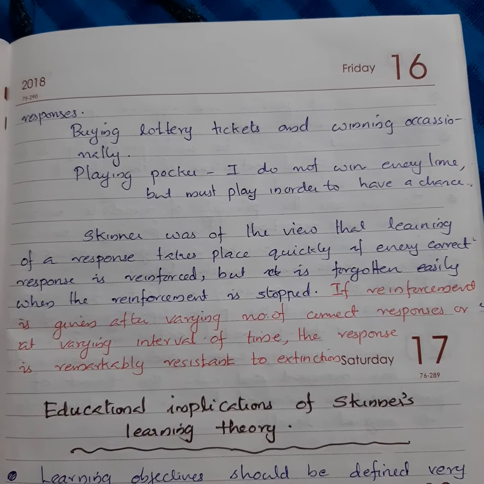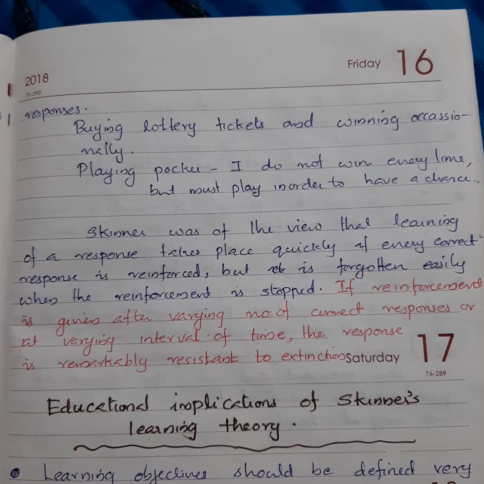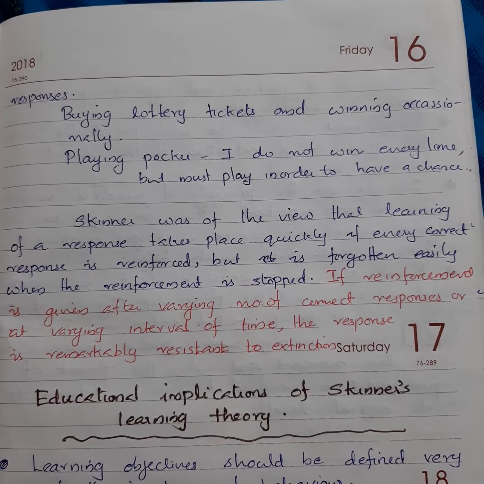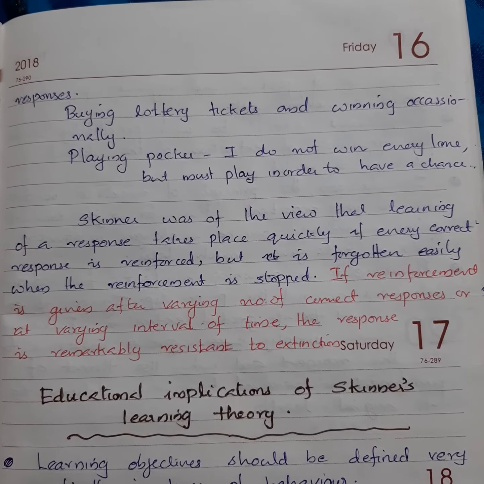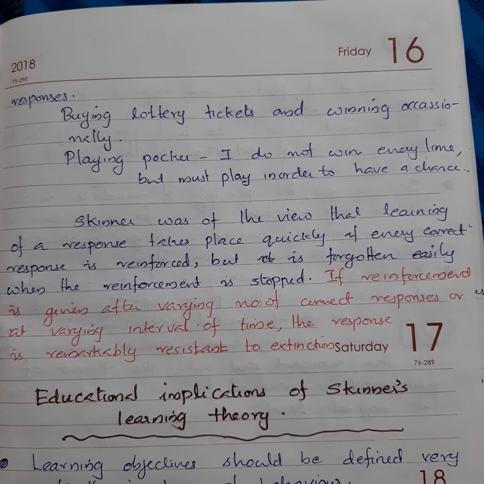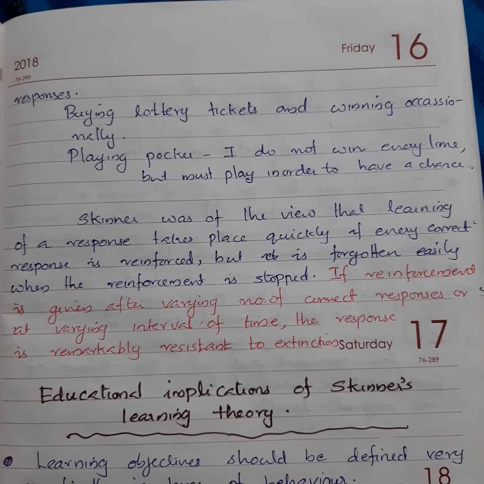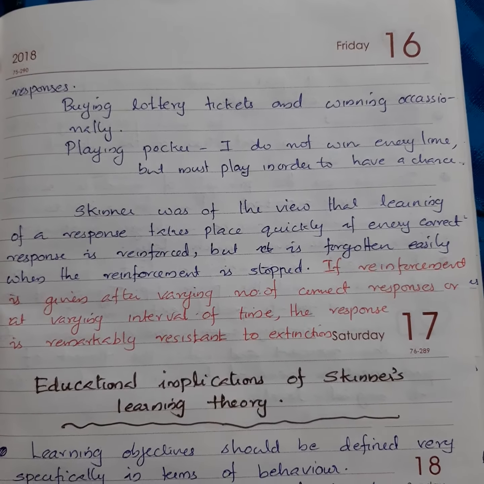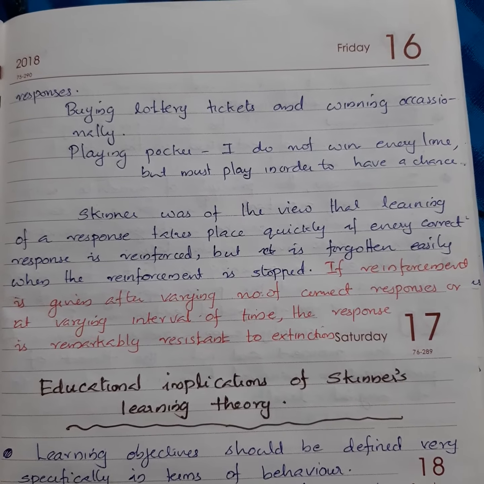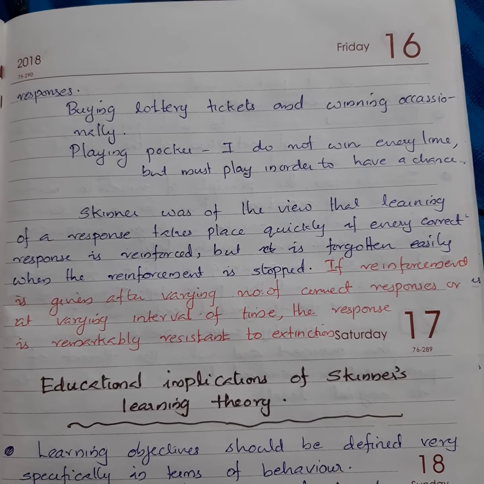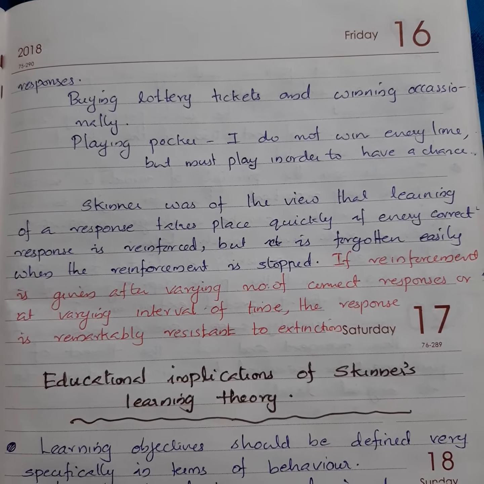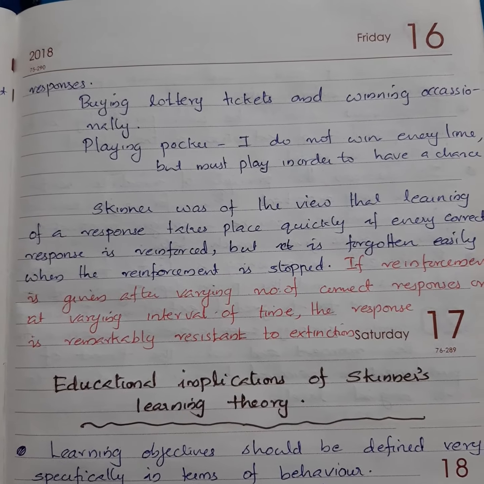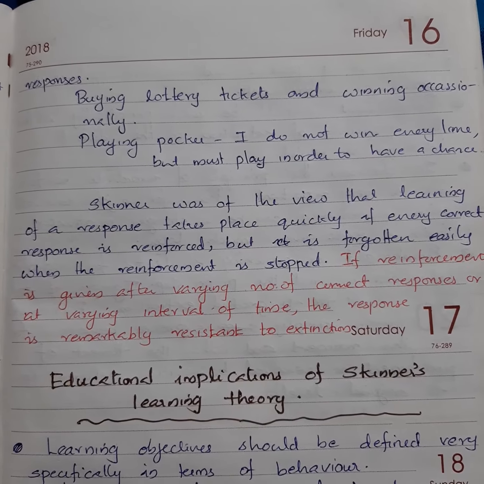Skinner was of the view that learning of a response takes place quickly if every correct response is reinforced, but is forgotten easily when the reinforcement is stopped. If reinforcement is given after a varying number of correct responses or at varying intervals of time, the response is remarkably resistant to extinction.